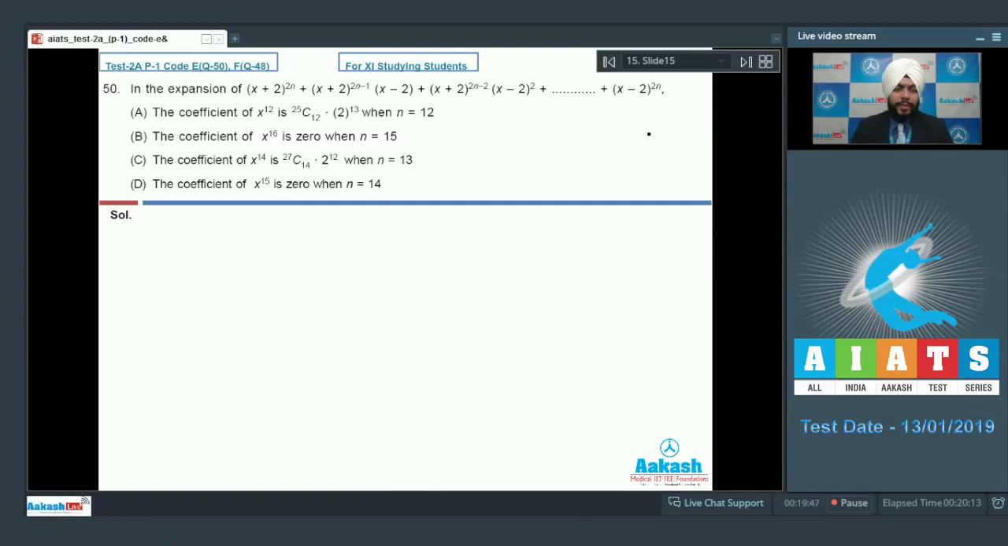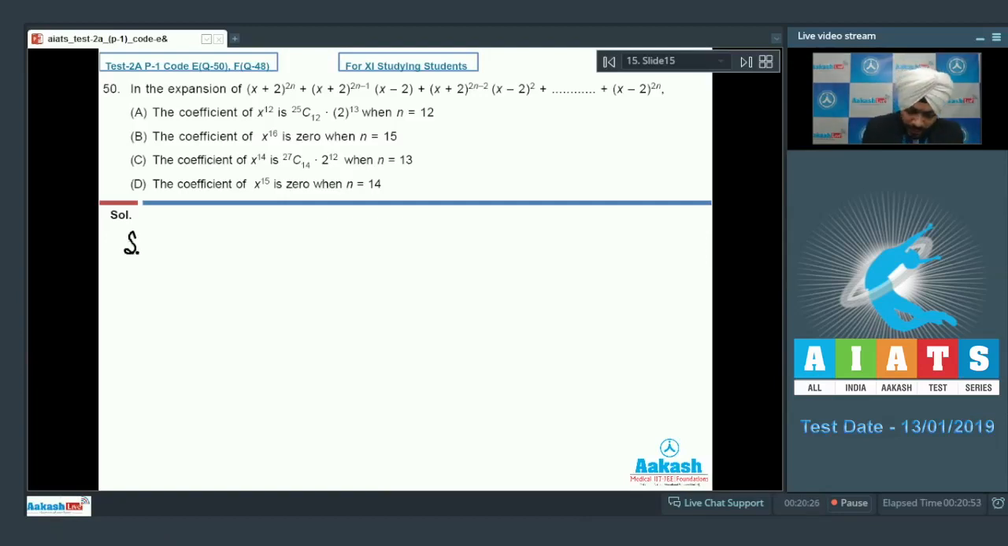Question number 50 says that in the expansion of (x plus 2) raised to 2n plus (x plus 2) raised to 2n minus 1 into (x minus 2), (x plus 2) raised to 2n minus 2 into (x minus 2) whole square, and so on till (x minus 2) raised to the power 2n. Students, this is a GP with 2n plus 1 terms because the power of x plus 2 goes from 2n to 0. The power of x minus 2 goes from 0 to 2n. From 0 to 2n we have 2n plus 1 terms. Further, it is a GP with the common ratio, that is (x minus 2) upon (x plus 2).